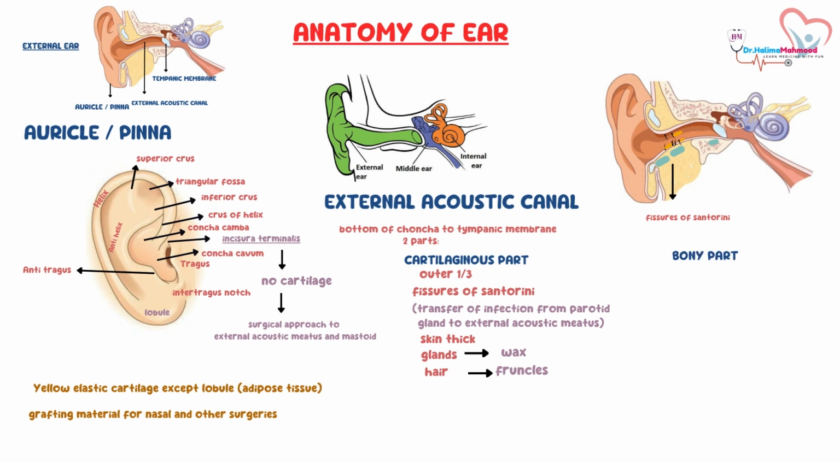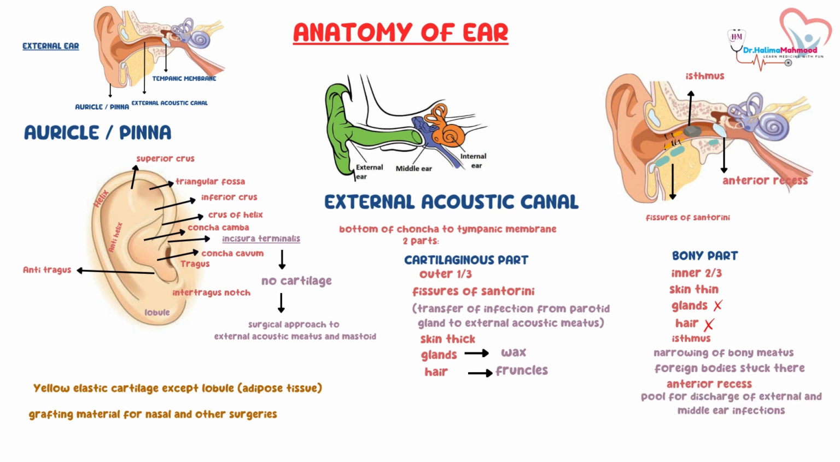The innermost part is also called the bony part. It forms 2/3 of the inner portion of the canal. Here the skin is thin with absence of any gland and the hair. As we know that these two parts are not in the same line, at the point of junction of these two parts, there is a slight narrowing of bony meatus known as the isthmus. This isthmus is so important because in most of the cases foreign material gets stuck in that portion. Anterior to isthmus is the anterior recess. It acts as a pool for the discharge of external and middle ear infections.